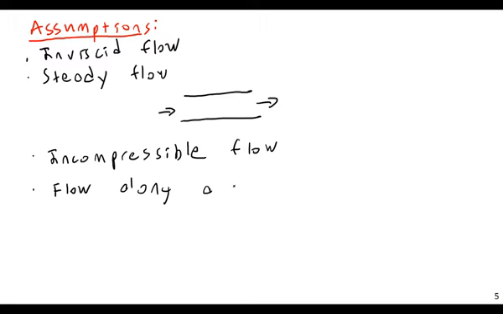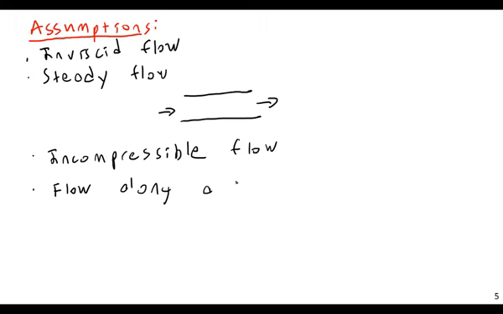This just means that as long as we're looking at the average energy with the average flow within a pipe, that's going to be perfectly fine. The average flow along a streamline.